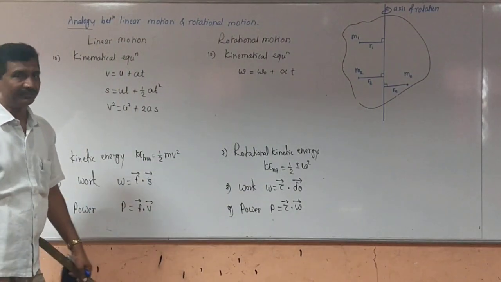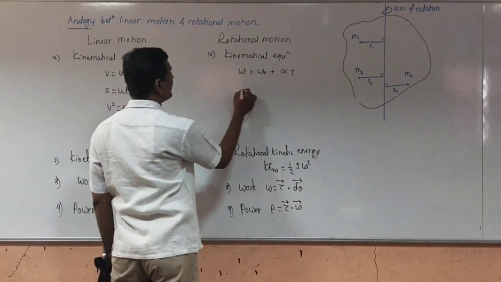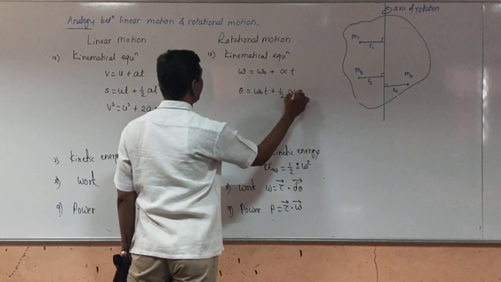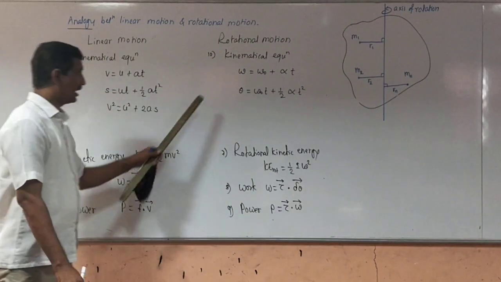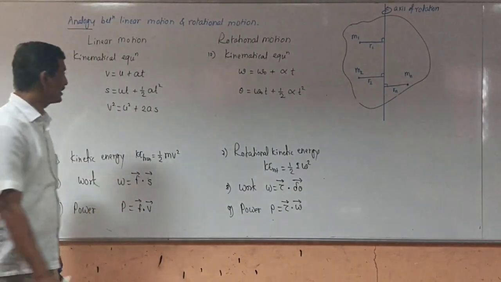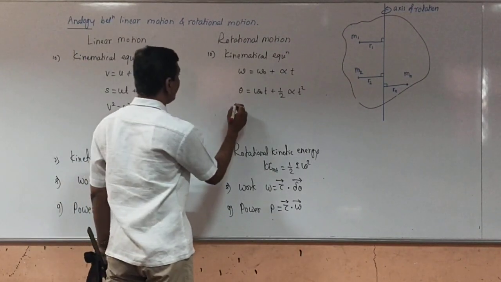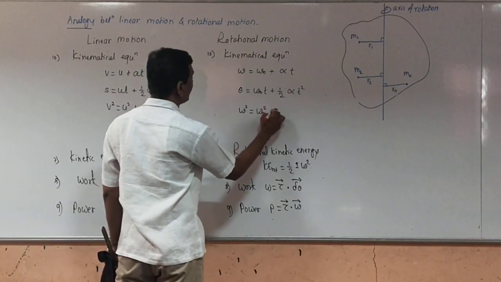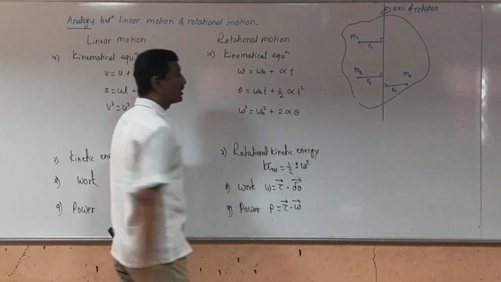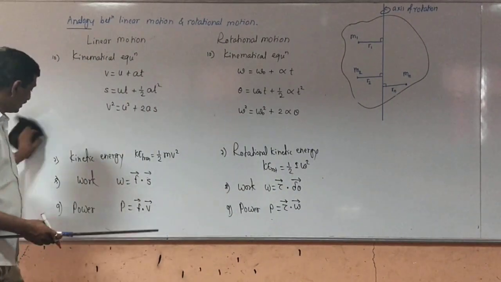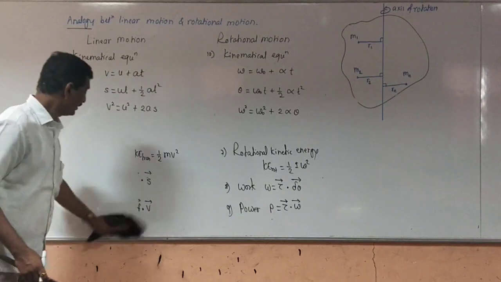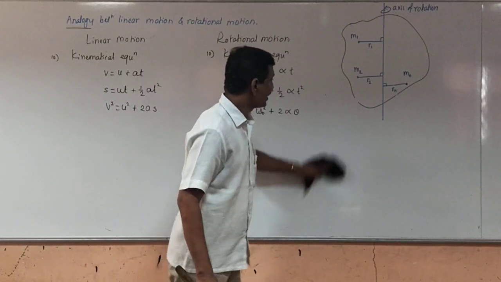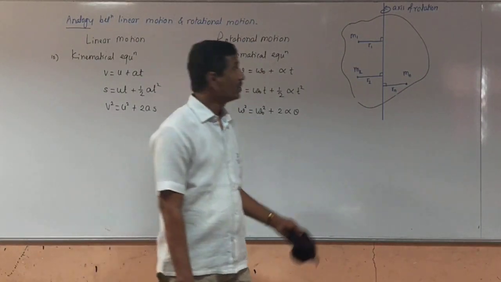Second kinematical equation is theta is equal to omega 0 into t plus 1 upon 2 alpha into t square. Angular displacement is analogous to the linear displacement. So therefore theta is equal to omega 0 t plus 1 upon 2 alpha t square. And third one is omega square is equal to omega 0 square plus 2 alpha theta. So these are the kinematical equations in case of a rotational motion. Thus we discussed the analogy between the linear or translational motion and the rotational motion.